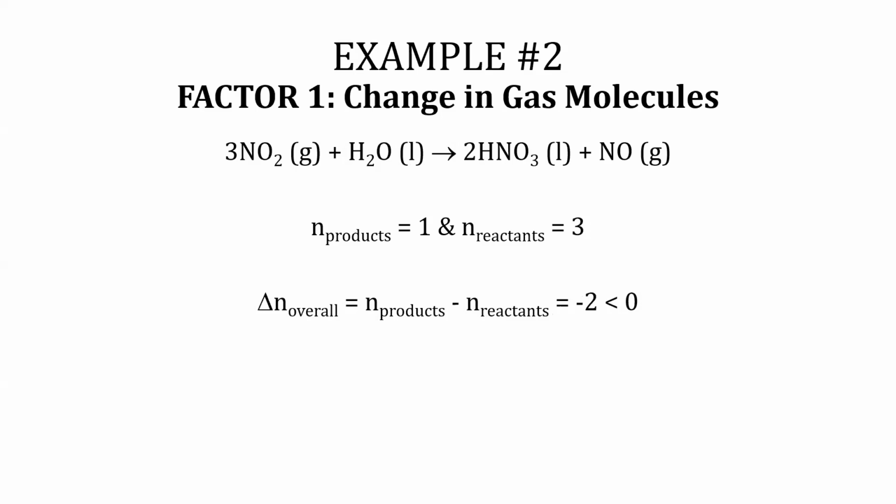In the chemical reaction where nitrogen dioxide reacts with water to form liquid nitric acid and nitrogen monoxide, there is 1 gaseous product and 3 gaseous reactants. So delta overall of N equals minus 2. And since it is less than 0, the delta S is less than 0, meaning it is a non-spontaneous process.